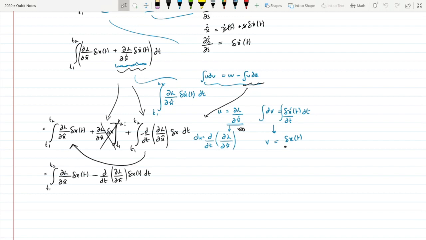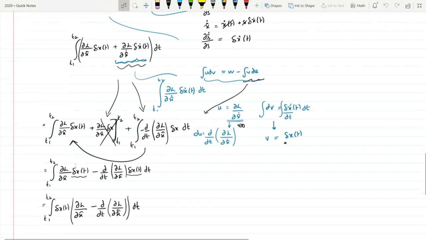Is everyone happy with this? Because the kick function is in common, I can take that common and write it as the integral from t1 to t2 of dou x of t times dou L by dou x hat minus d by dt of dou L by dou x dot hat, dt. Is everyone happy with this so far?